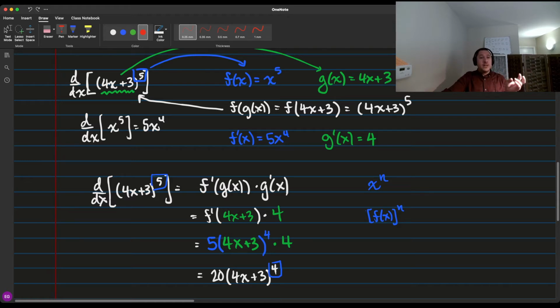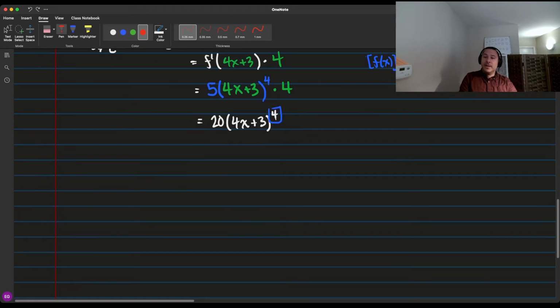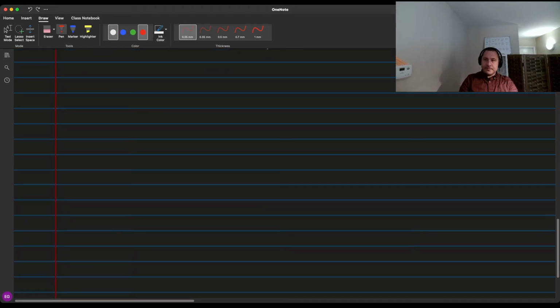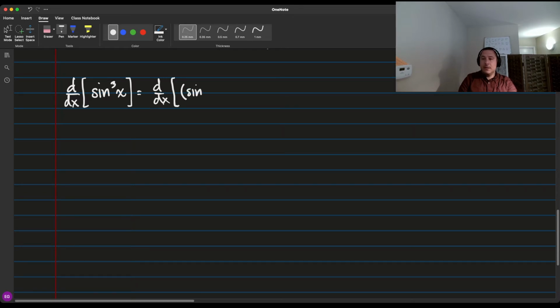Alright, how about I do another one, and maybe that will give you another question, or a slightly different example might raise some questions. Okay, so let's say that you're taking the derivative of sine cubed x. So really when you're looking at this, that's the same thing as taking the derivative of sine cubed. Does that make sense, that those two things mean exactly the same thing?